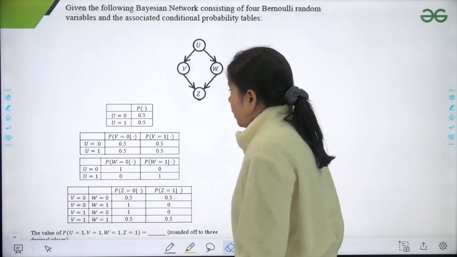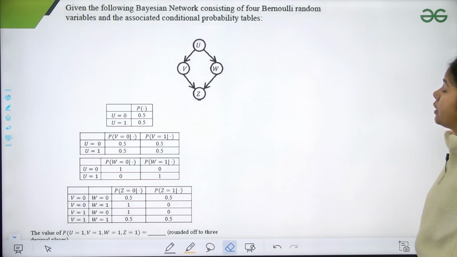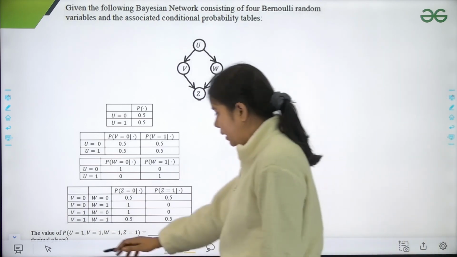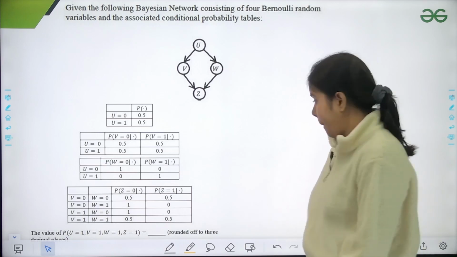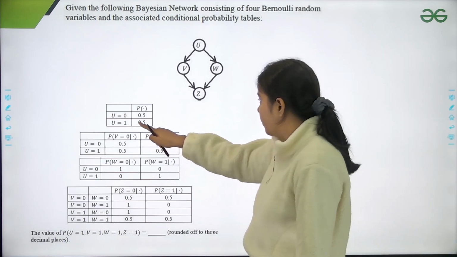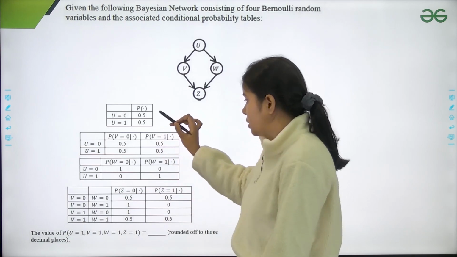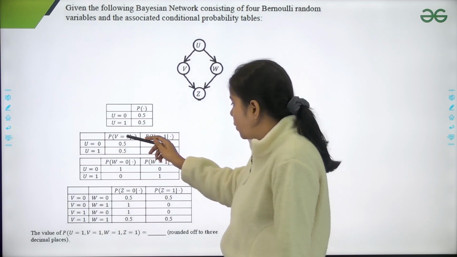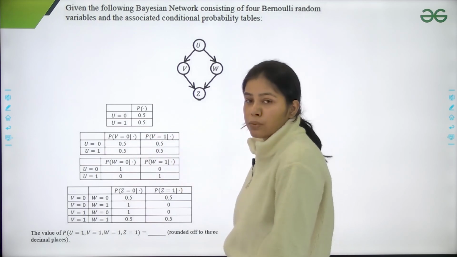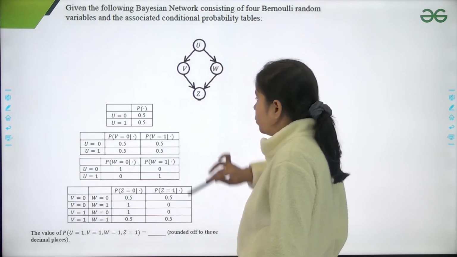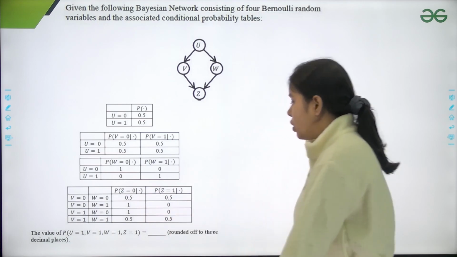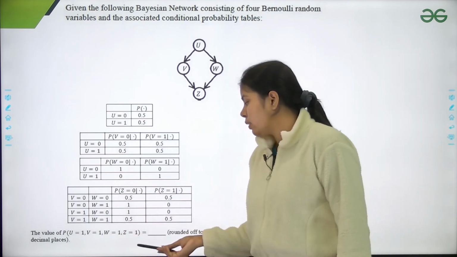Now the next question we have here is: given the following Bayesian network consisting of 4 Bernoulli random variables and associated conditional probability tables. So you can see that we have been given conditional probability tables. That means probability of U being 0 is 0.5, probability of U equals 1 is 0.5. Then we have probability of V equals 0 given U equals 0. That means V is dependent on U. Similarly, W is dependent on U, and then Z is dependent on V and W. So we have to find out probability of U1, V1, W1, Z1.